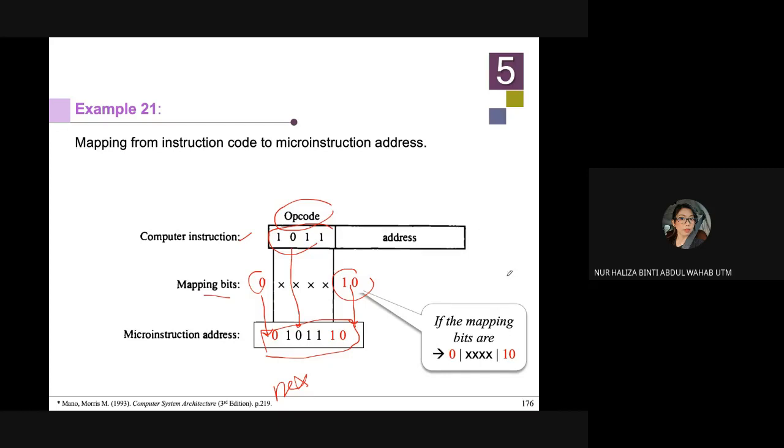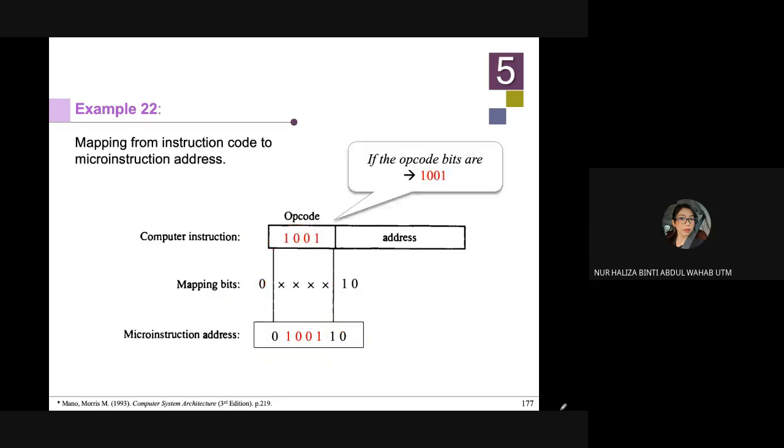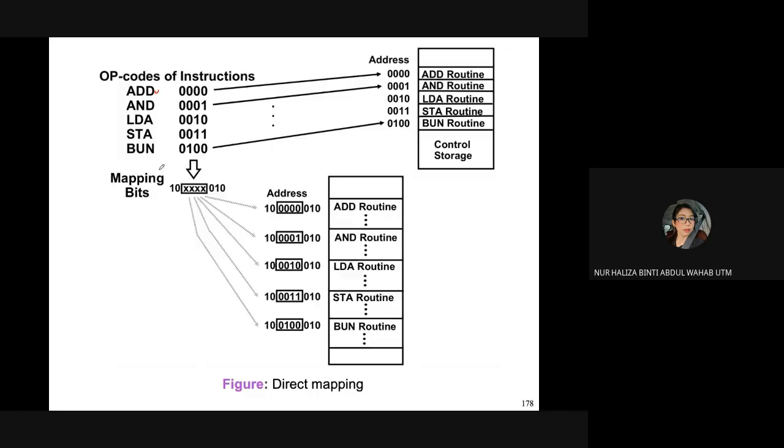So it's going to be quite easy because you just directly apply it. Example number 22: mapping from instruction code to micro instruction address. You can see over here if the opcode bits are 1001, then you just apply it, which is a direct mapping. It's 16 hex. That's why I already show you what happened.